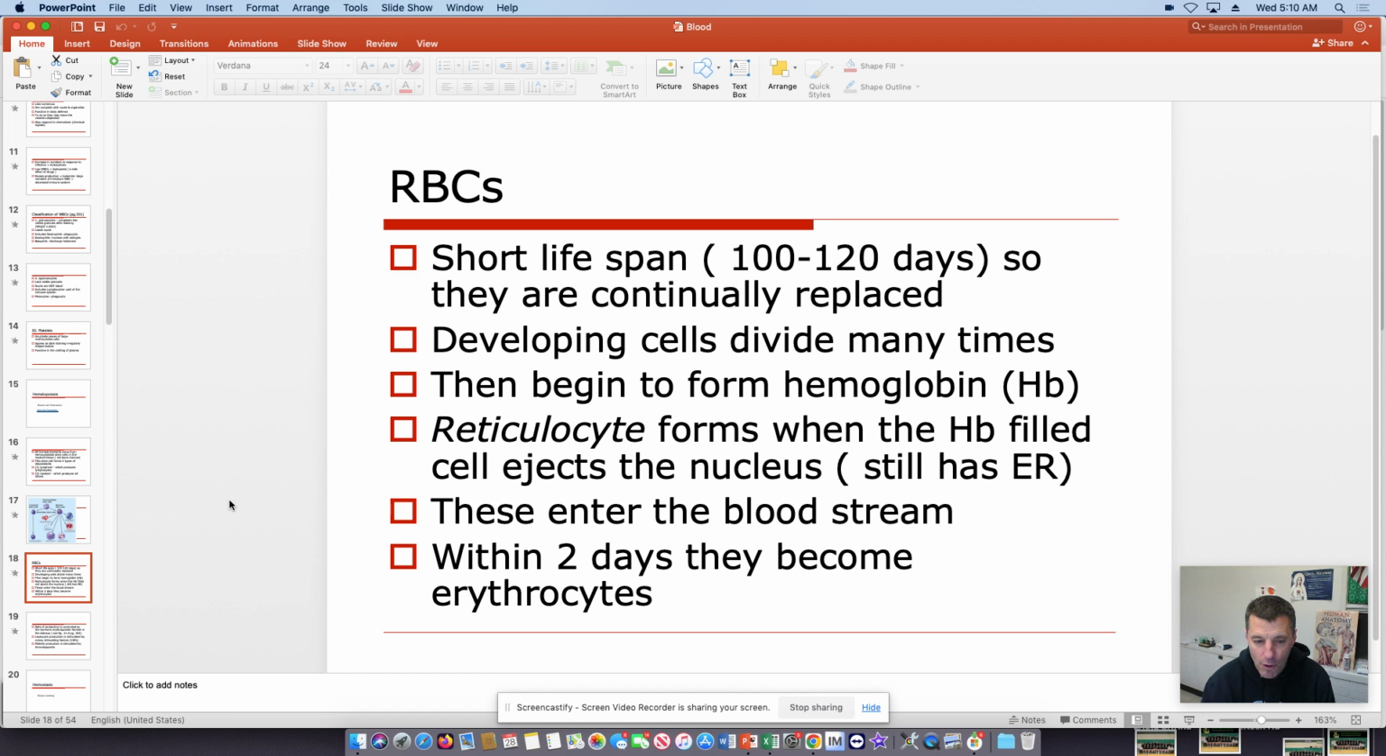A reticulocyte forms when the hemoglobin-filled cell ejects the nucleus. It still has endoplasmic reticulum, but remember, those mature red cells are anucleate. They do not have a nucleus. And those then enter the bloodstream, and they fully develop into erythrocytes or red cells within a couple of days. I don't know all the details of what it takes from that immature reticulocyte to a mature erythrocyte, but anyway, that's when it can start carrying oxygen.